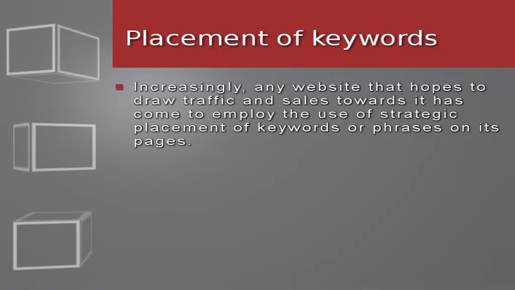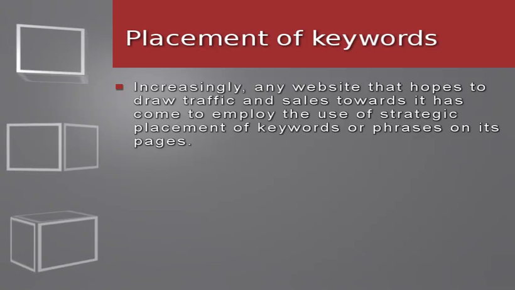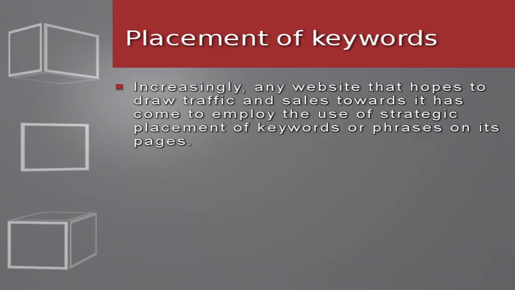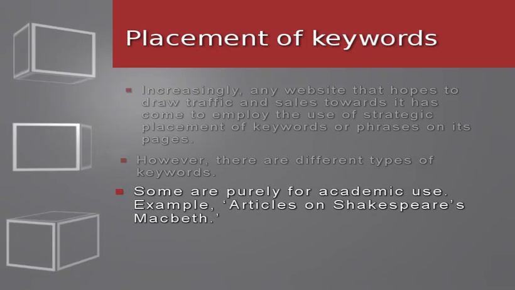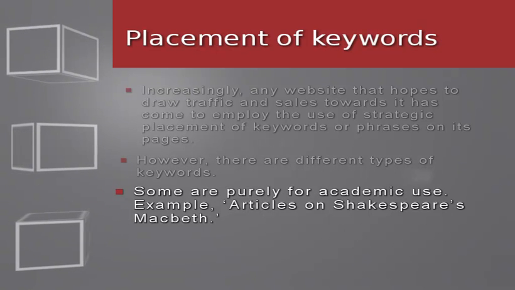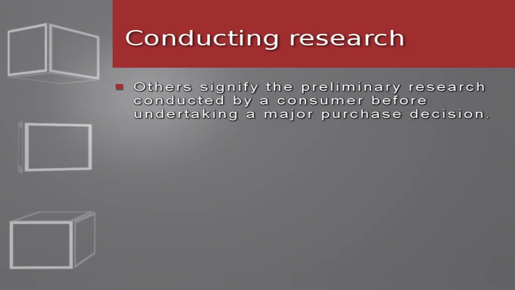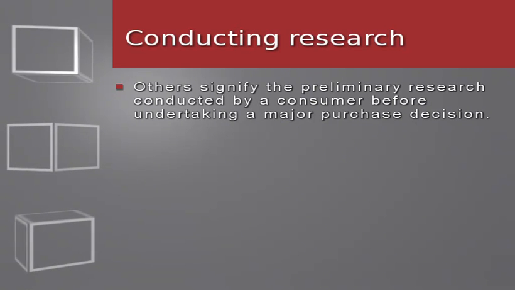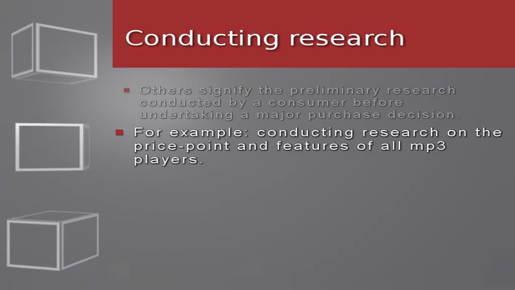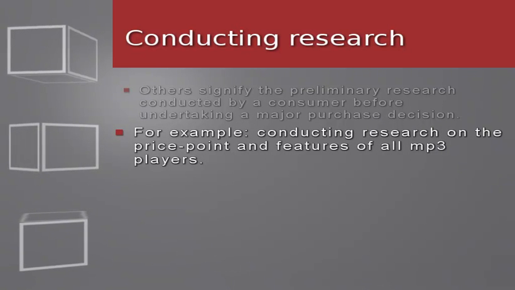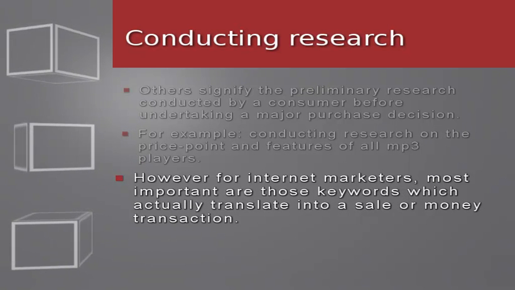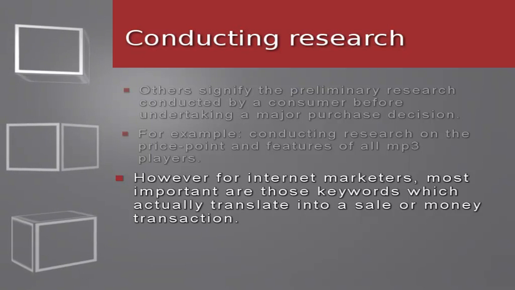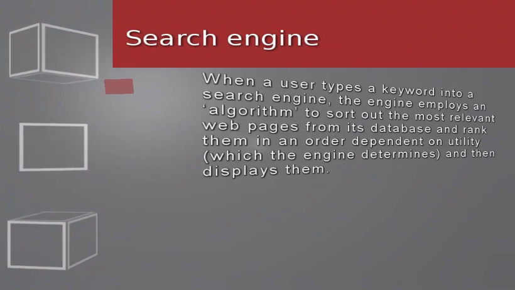Increasingly, any website that hopes to draw traffic and sales towards it has come to employ the use of strategic placement of keywords or phrases on its pages. However, there are different types of keywords. Some are purely for academic use. Example: "articles on Shakespeare's Macbeth." Others signify the preliminary research conducted by a consumer before undertaking a major purchase decision. For example, conducting research on the price point and features of all MP3 players. However, for internet marketers, most important are those keywords which actually translate into a sale or money transaction.